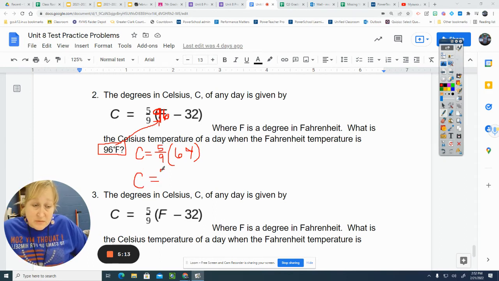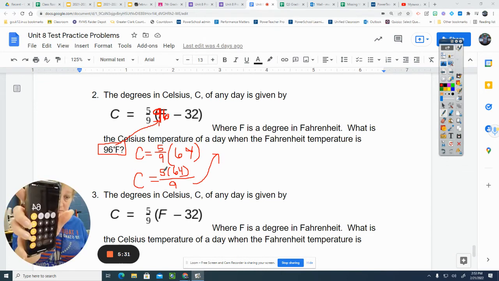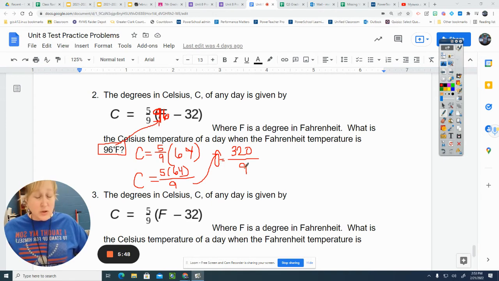So now we're going to do step 2 where we rewrite it. C equals 5 times 64, and it's all going to be over top of 9. So we're going to do the top where it says 5 times 64. So calculator, 64 times 5 is 320. So this now becomes 320 over 9. The C did not change, but 320 over 9 just means 320 divided by 9.